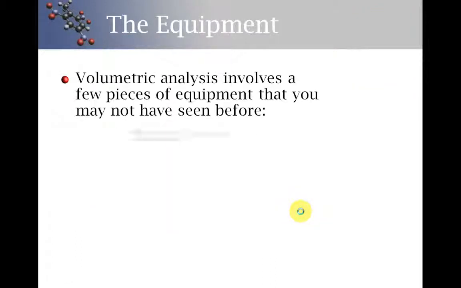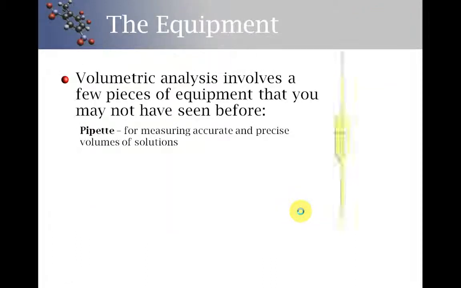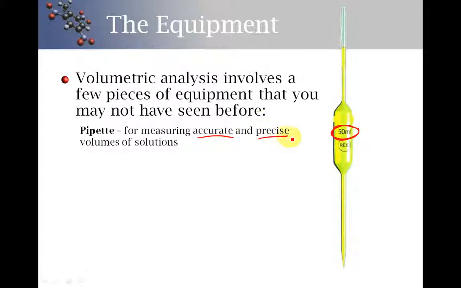Okay, here are the pieces of equipment. First of all, we have a pipette. A pipette will always have a very specific volume on it. For example, this pipette here measures exactly 50 mils. Excellent. So, for measuring accurately and precisely exactly the right volumes.